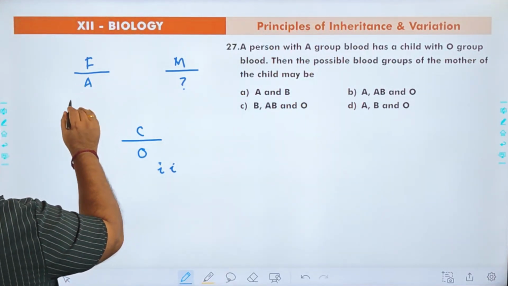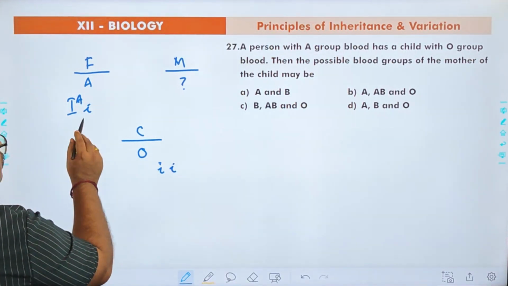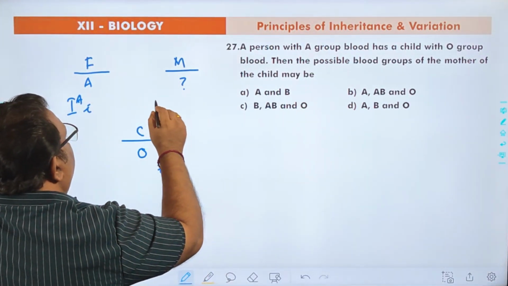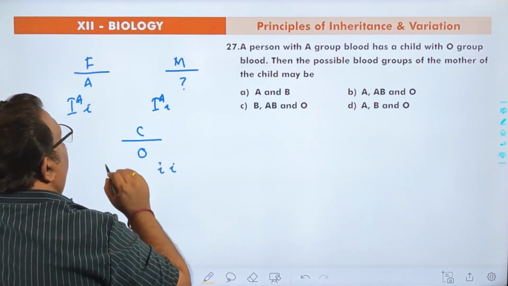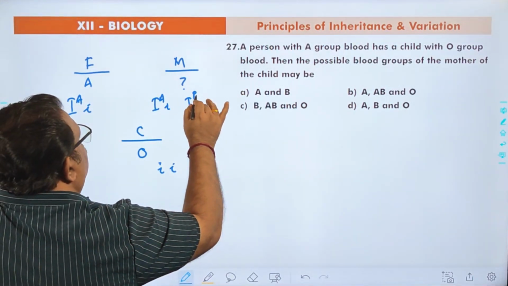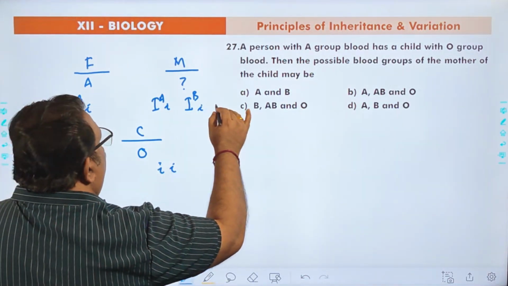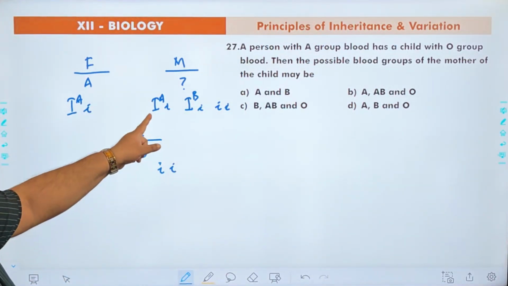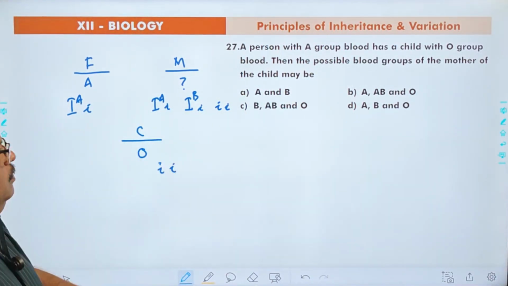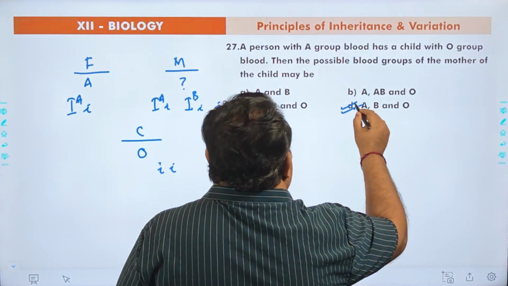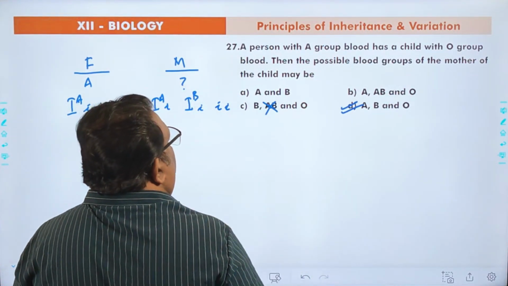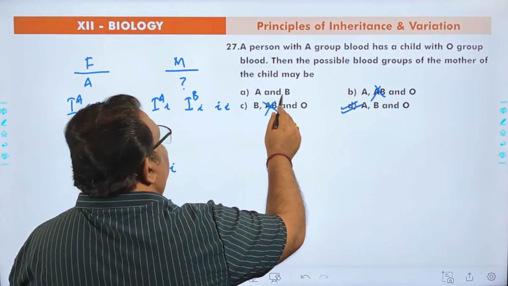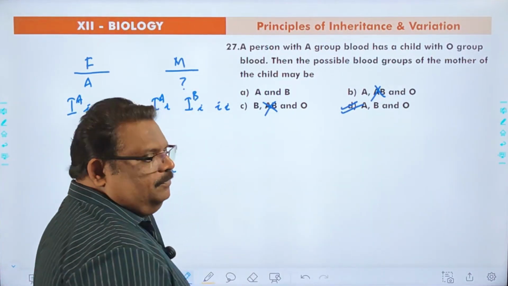So what is the genotype of the father? IA, small i. Then only small i will be there. So the mother is having one small i. What are the possibilities? It can be A group, IA small i. B group is possible, IB small i is possible, and O group also is possible. Isn't it? So these are the possibilities of the blood group of the mother: A, B and O. AB is not possible. O is also possible. So the answer is D.